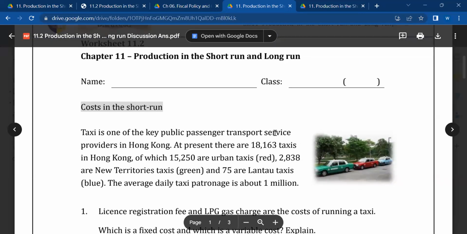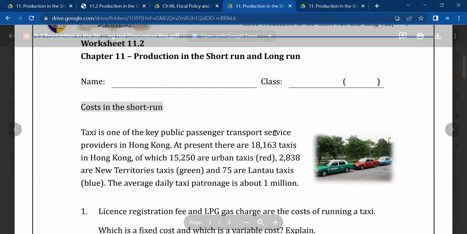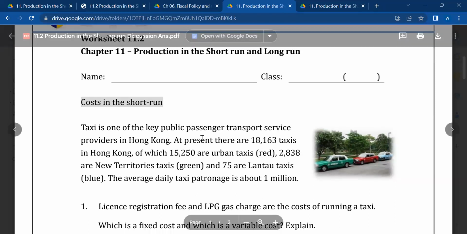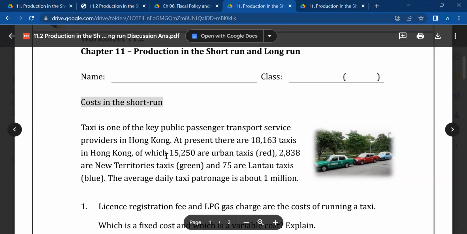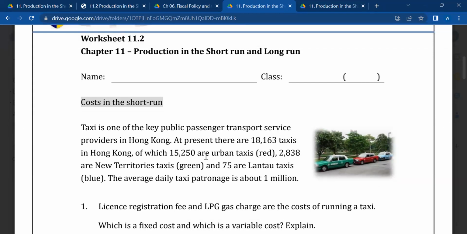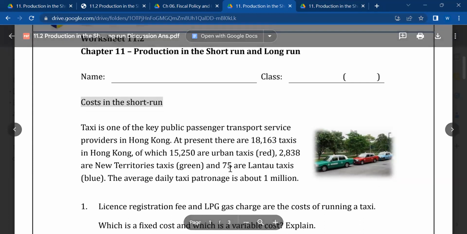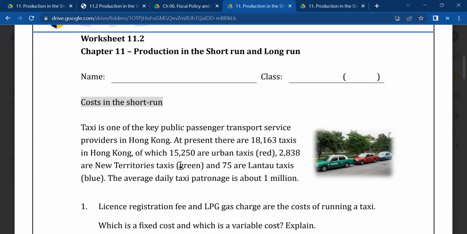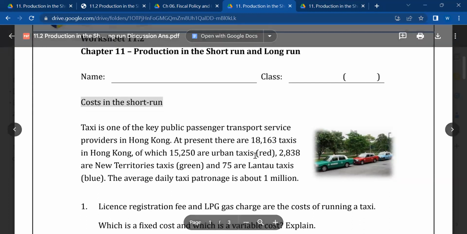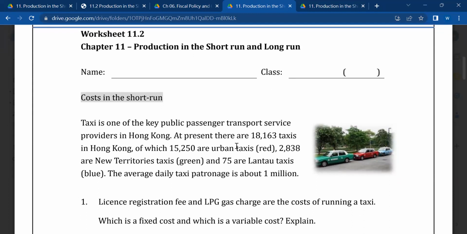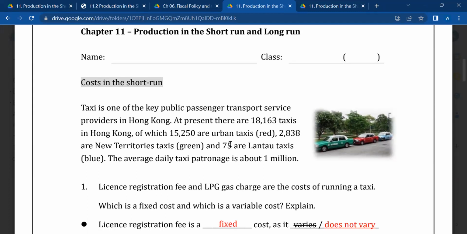Taxi is one of the key public passenger transport services provided in Hong Kong. At present, there are 18163 taxis in Hong Kong, of which 15250 are urban taxis, that is the red taxi, 4838 are the New Territories taxis, and 75 are the Lantau taxis. Average daily taxi patronage is about 1 million. So look at the question.